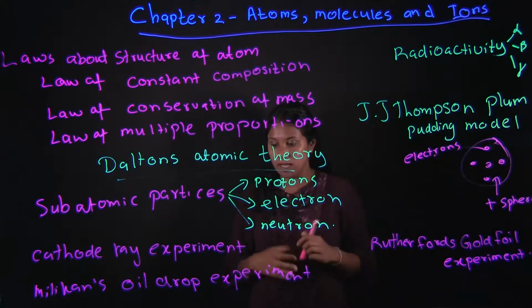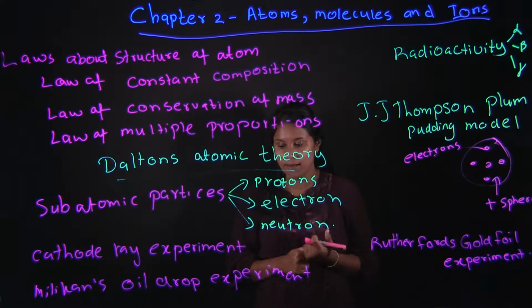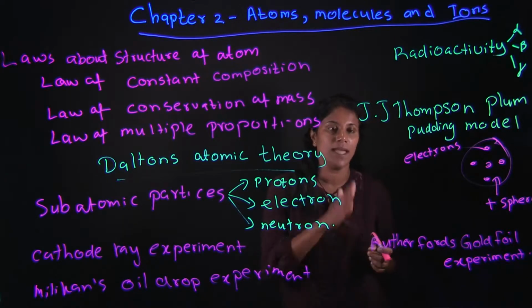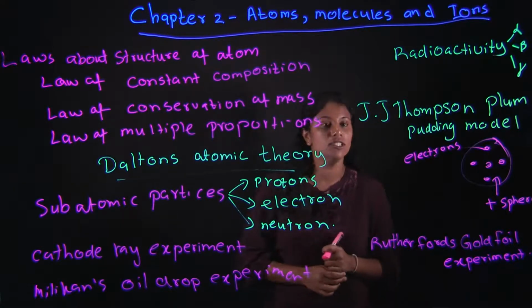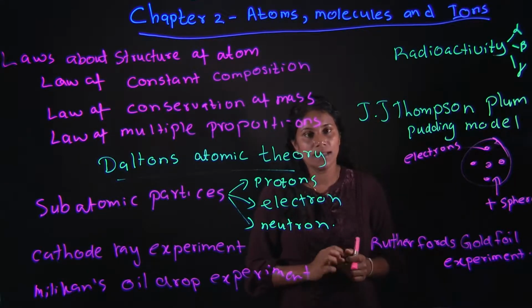Compounds are formed when atoms of more than one element combine. A given compound always has the exact type and number of atoms. That is Dalton's atomic theory. After Dalton's atomic theory, scientists discovered subatomic particles.